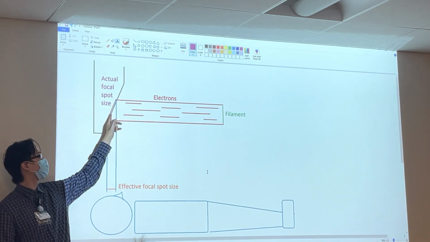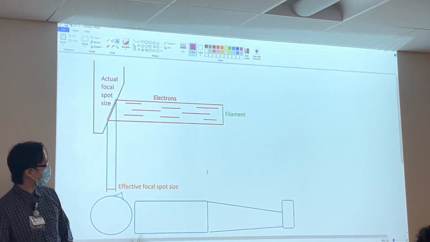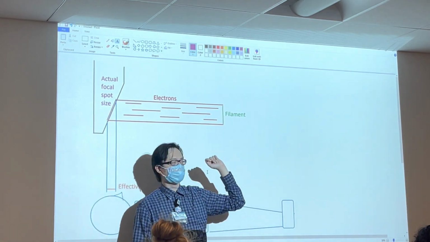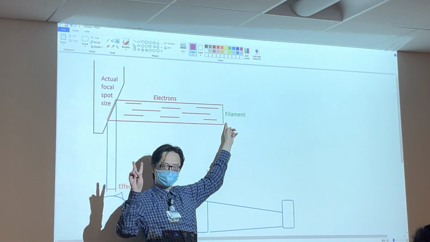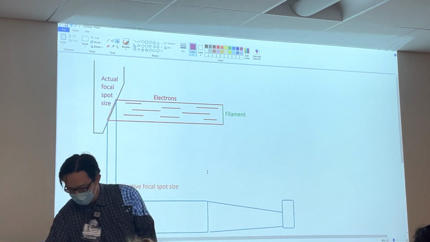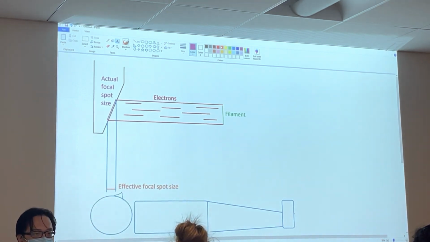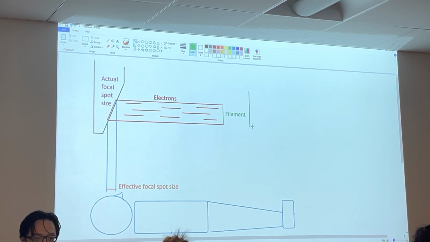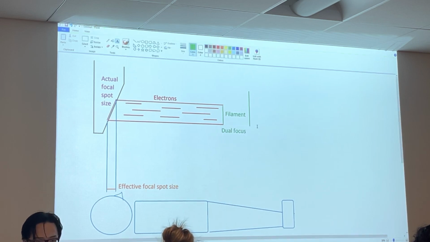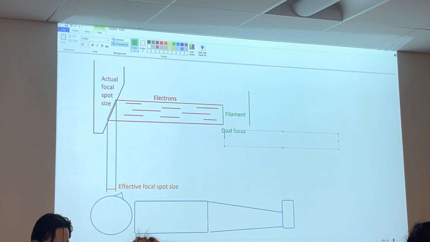So how can you make this focal spot size bigger? Well, one thing you can do is change up the filament, because most focusing cups don't just have a single filament. They have two. What is that called? Dual focus. Good. So if you have a dual focus, we might have something like a big filament as well. So this is dual focus, when it has two filaments.